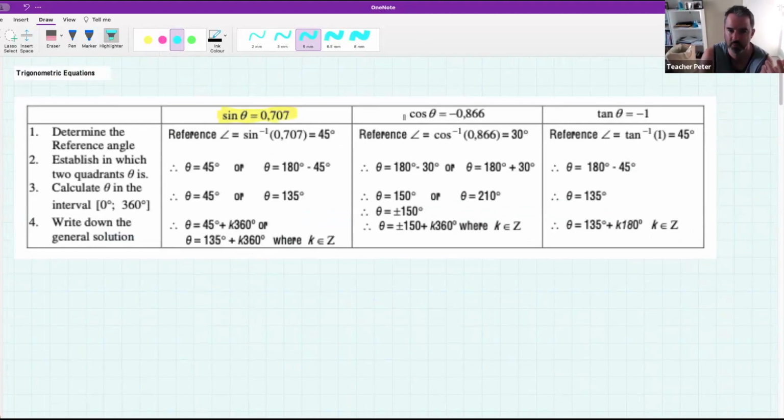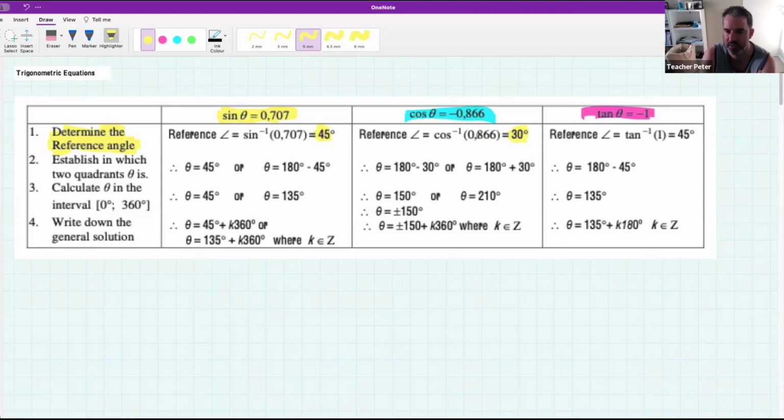All right, so basically we have three different trig equations in this table. We have a sine one, we have a cos one, and we have a tan one. And in each of these, what we notice is that we have to always find a reference angle. In the first one, the reference angle ends up being 45. In the second one, the reference angle is 30. But something that's important is when we calculate the reference angle, we actually ignore the negative. You'll notice that we ignore the negative.